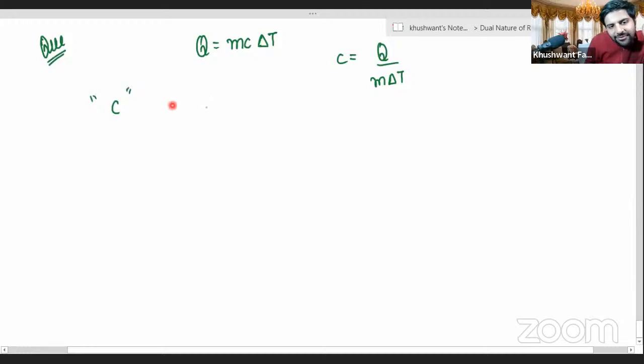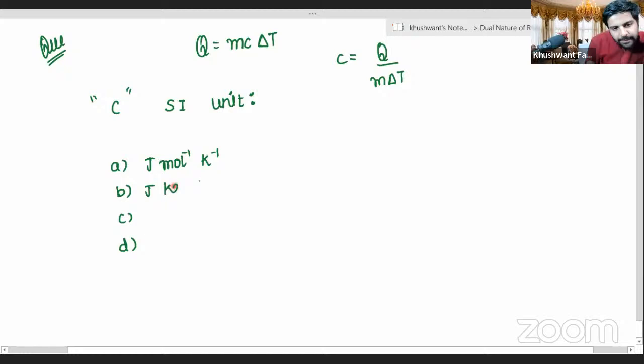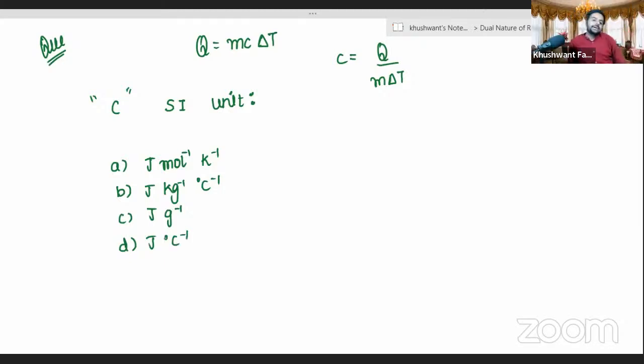SI unit for specific heat capacity. Let's take this as a question from the definition that we have seen here on the screen, and then let's proceed. Joule per mole per Kelvin, joule per kg per degree Celsius, joule per gram, or joule per degree Celsius. For now, for this session, the poll is not working for some reason, so you all can send your answers via a quick chat. Yes, you all will have 10 seconds for the same.